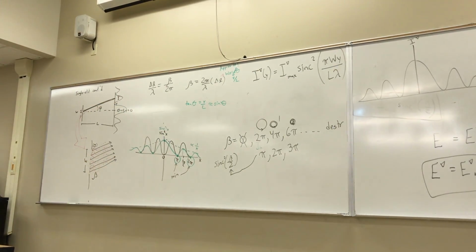So if we solve this equation for y, what will we get? We get y of the destructive spots. And here's what you get: m lambda L over W.